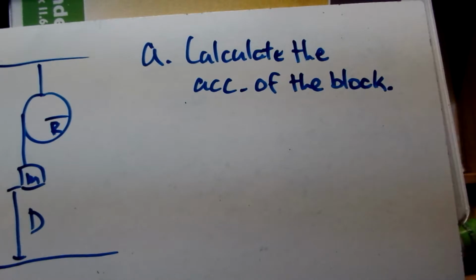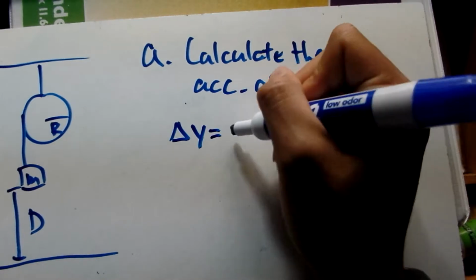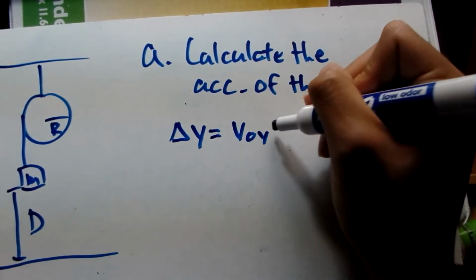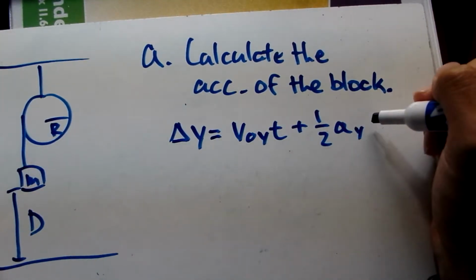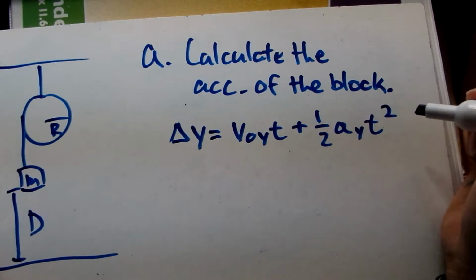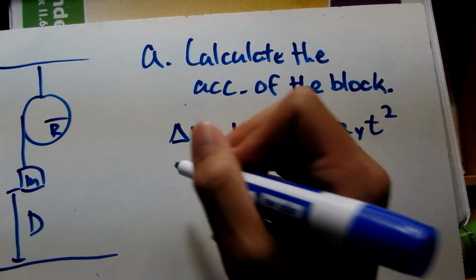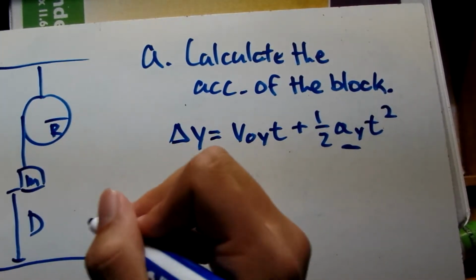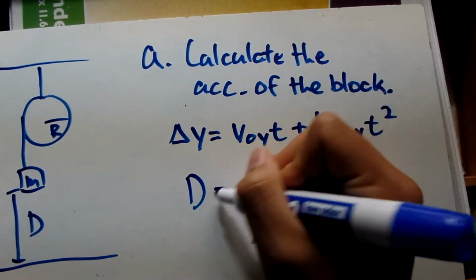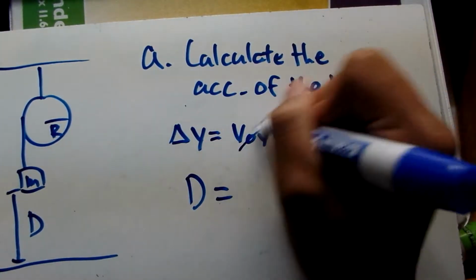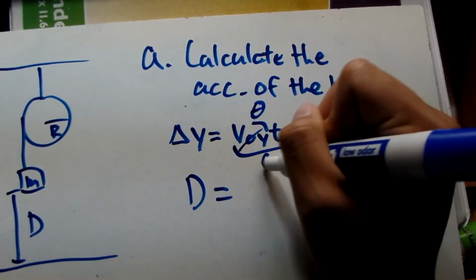Okay, so we're going to use kinematics for this. We're going to use the equation change in y is equal to the initial velocity of the block times time plus 1/2 acceleration of the block times time squared, and we're going to solve for the acceleration in y. But let's substitute in the variables we know using the diagram. The change in y will be d, and because the block starts at rest, the velocity is 0, so that means this whole section is 0.